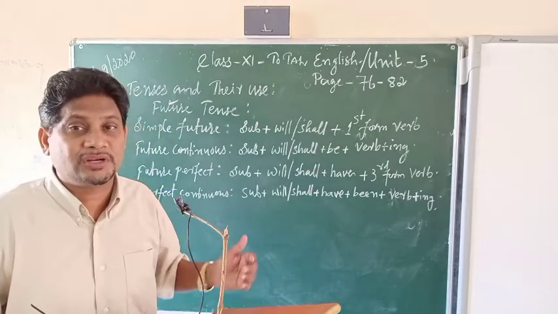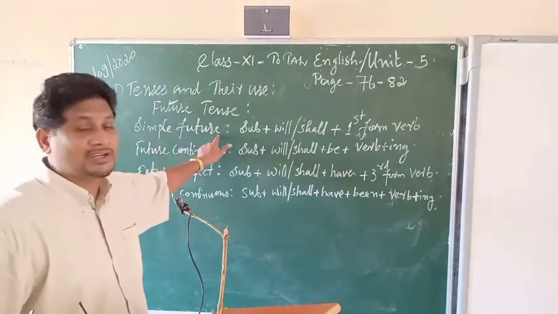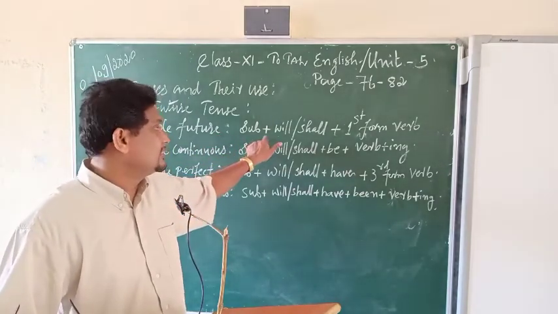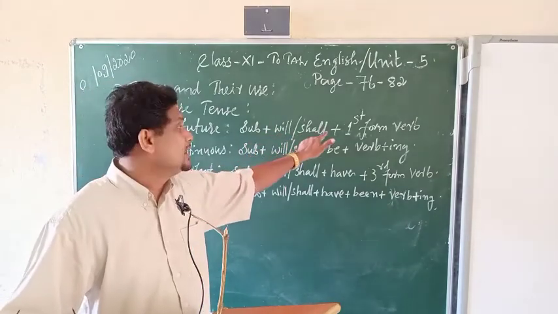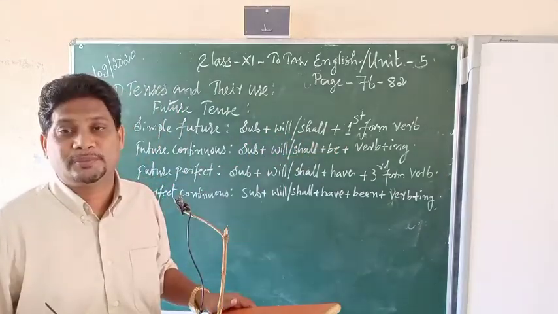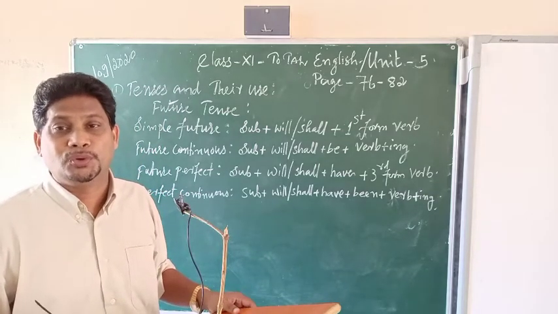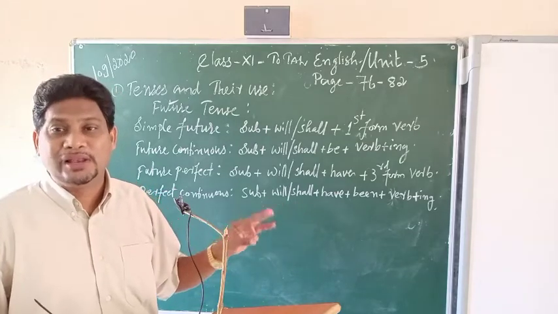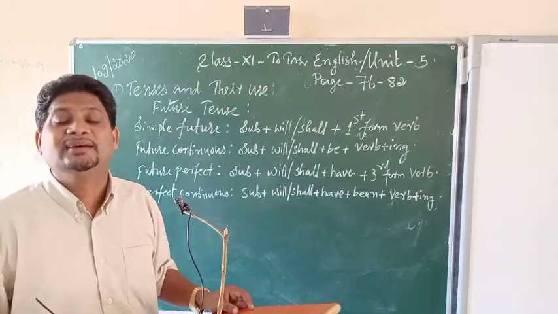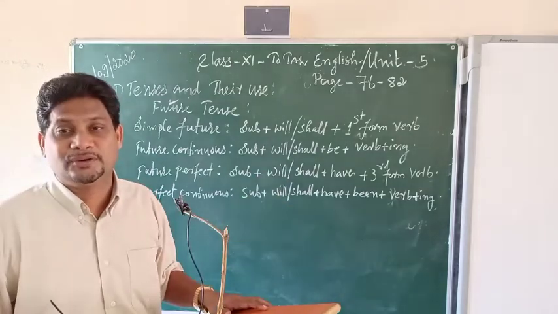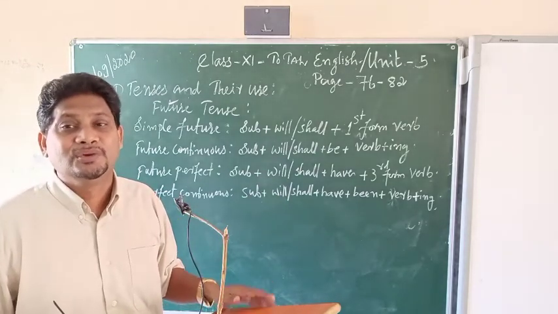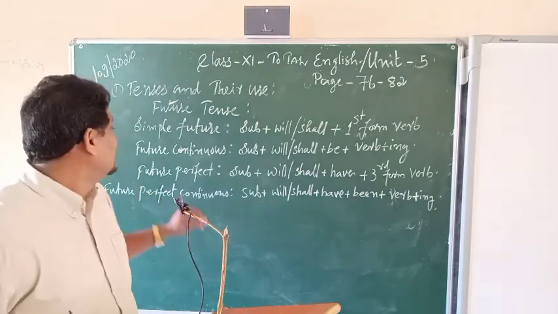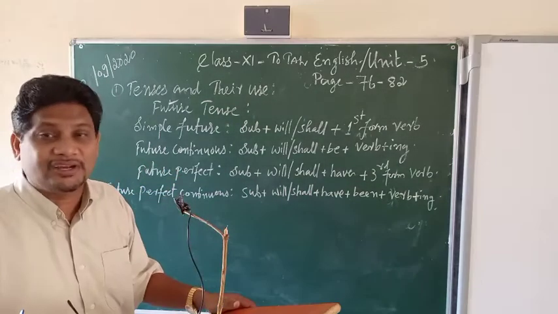For example, I have written here, for making simple future tense, what is required? The formula is subject plus will or shall plus first form of the verb. Example, I shall go, I will go. Subject is there, then will or shall is there, then first form of the verb. So it automatically becomes our simple future.